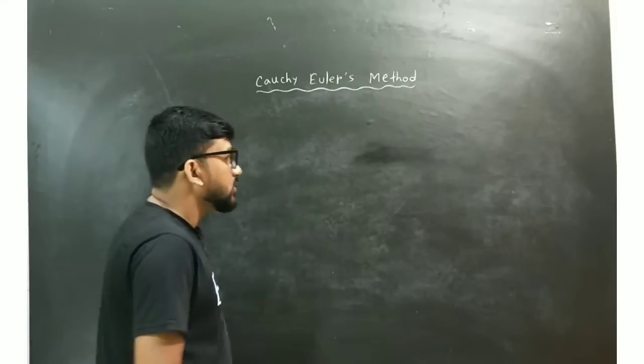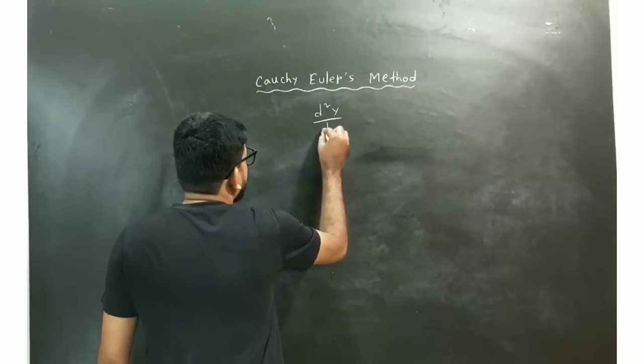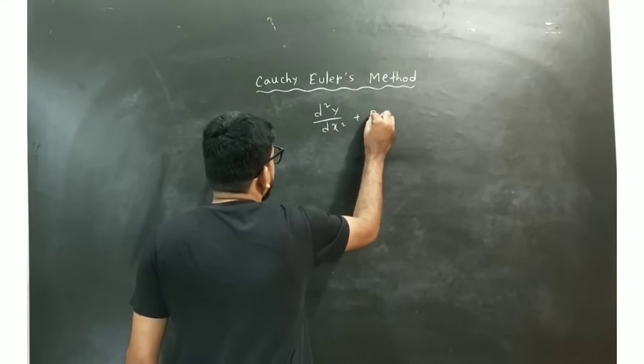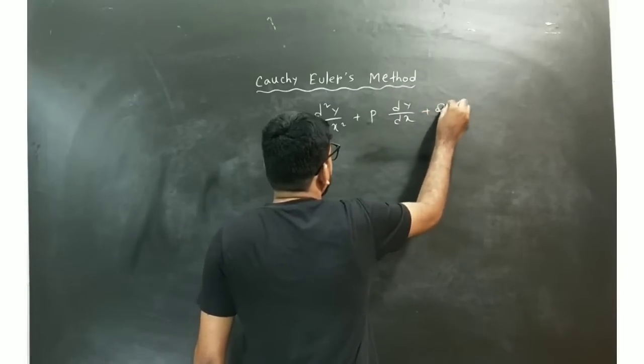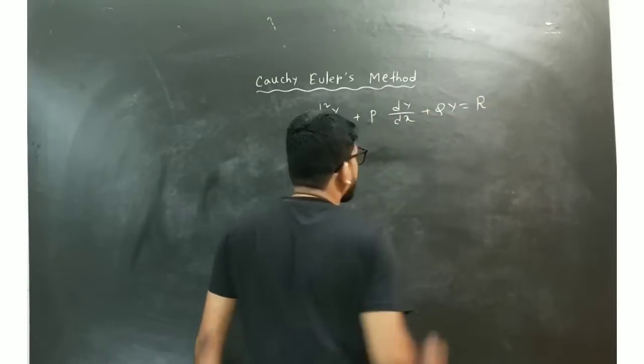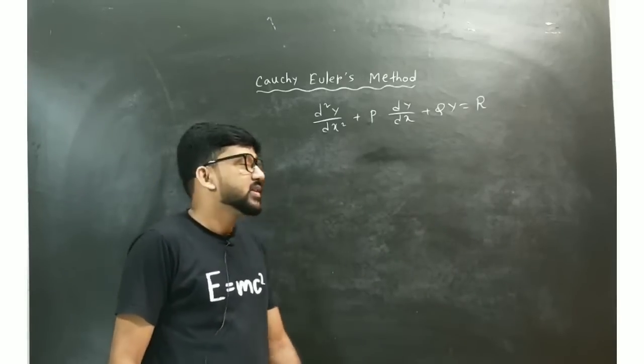So till now we have differential equations something like this, that is d2y/dx2 plus p into dy/dx plus qy is equal to r. This kind of differential equation we have discussed. We have discussed separately the complementary function and the particular integral also.